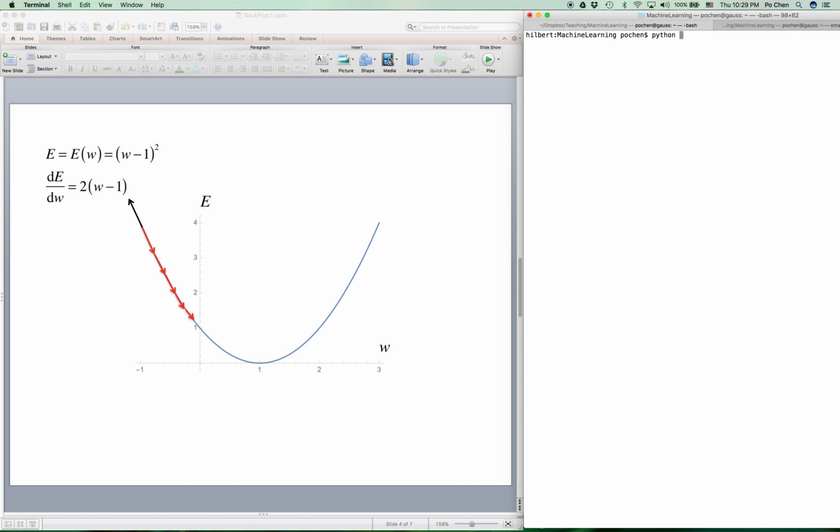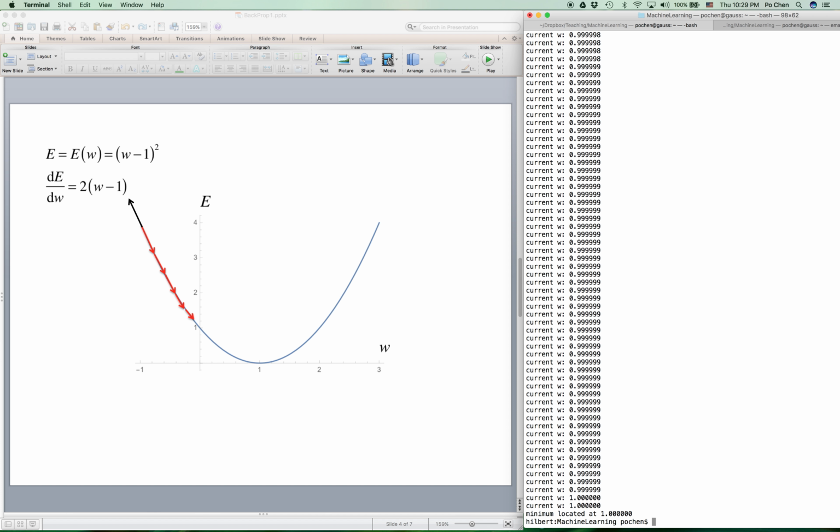This time I'm not going to invoke the debugger. I'm still going to use the interpreter to run this code. It's called .py. So the code has finished running, so it's pretty quick, right? The minimum located at 1.0000, right? So we can see the final result is correct. That's consistent with our visual inspection, right?